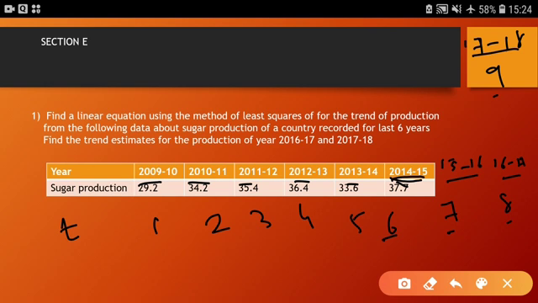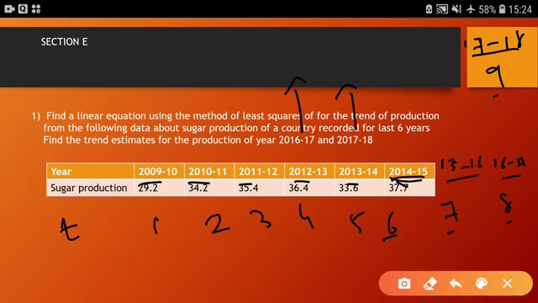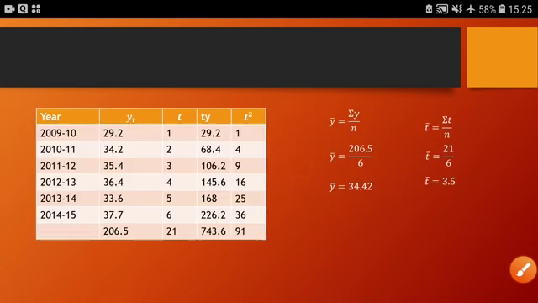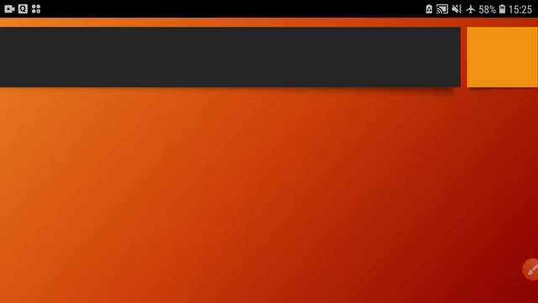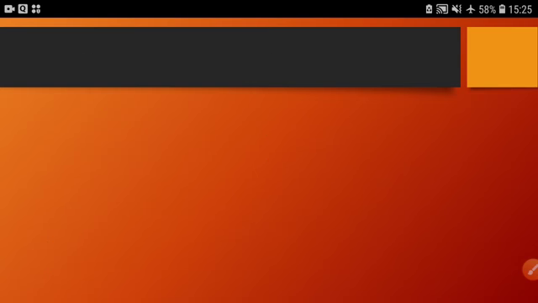What is asked to you? You are asked 16-17 and 17-18. So what is 16-17 for you? 16-17 for you is 8. And what is 17-18 for you? 17-18 for you is 9. So you are asked T is equal to 8 and T is equal to 9. Yes, exactly. So we have solved the equation. Y cap is equal to 30.25 plus 1.19t.